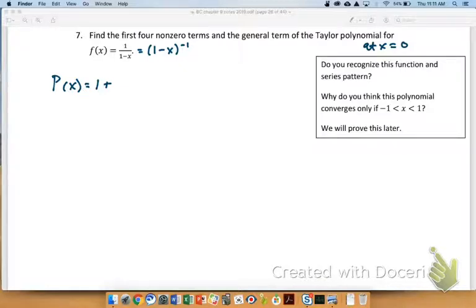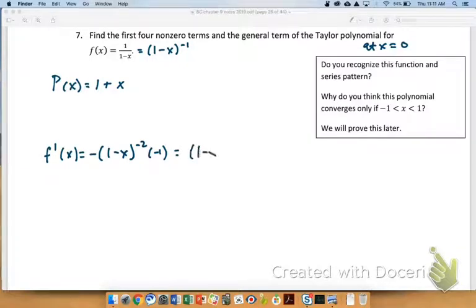So I'll go f prime of x equals -1 times (1 minus x) to the -2 times -1, right? That times -1 is your chain factor. It's got to be there. So now, when I do this, don't I get basically positive (1 minus 0) to the -2, which is 1. Okay, so there's my next term, 1x. Just write that as x.